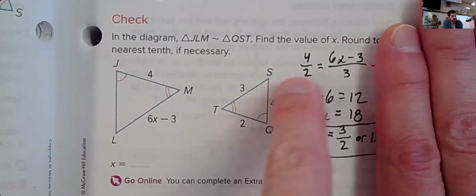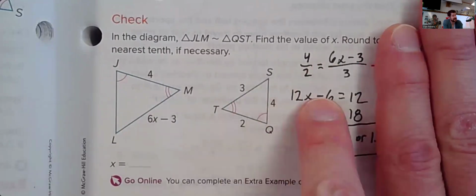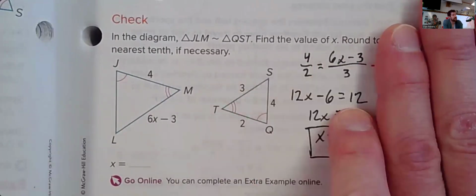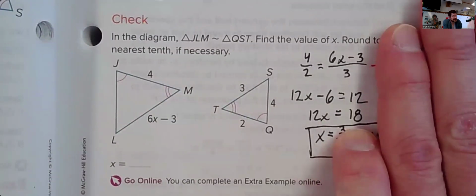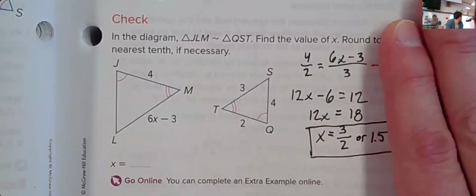Cross multiply, 2 times 6x is 12x, 2 times negative 3 is negative 6, 4 times 3 is 12. Add 6 to both sides, 12x equals 18. 18 twelfths reduces to 3 halves, or 1.5.